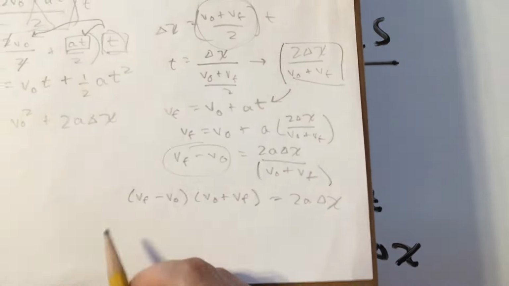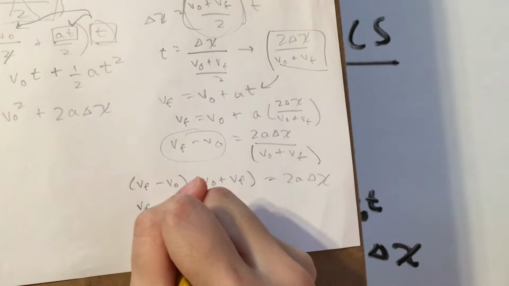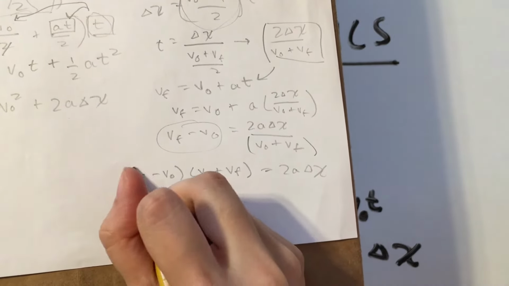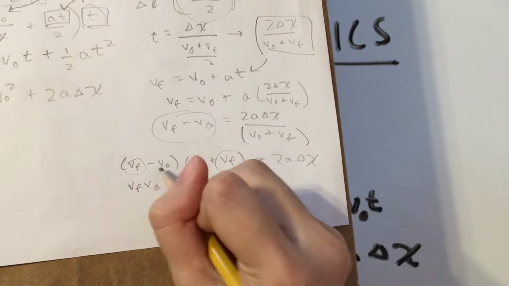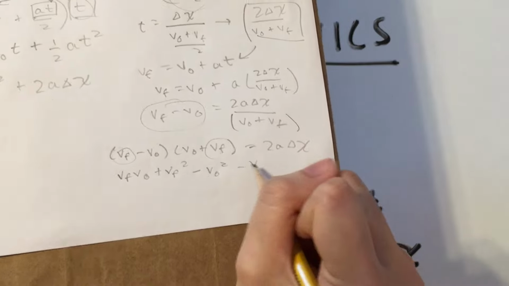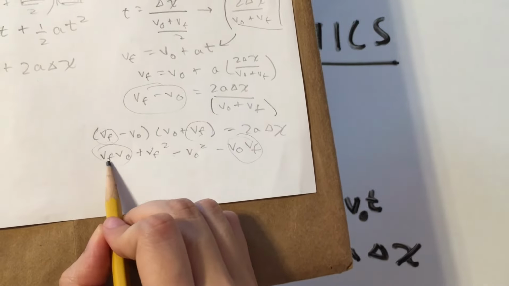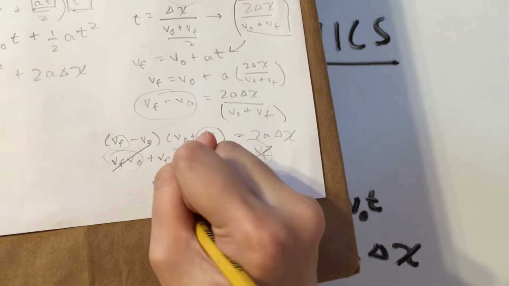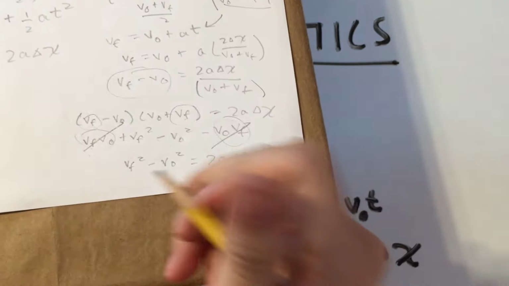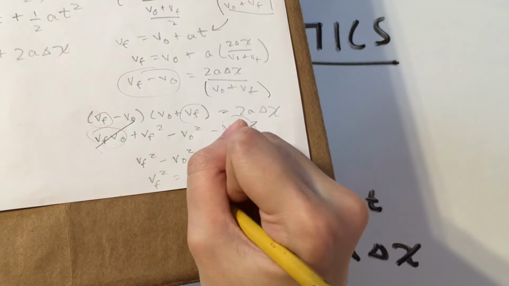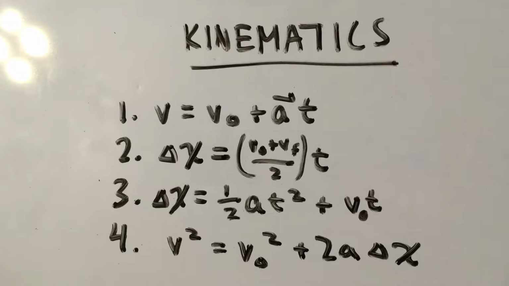Okay, now is almost the second to last part. Actually, it is the second to last part. So we have v sub f times v sub 0 plus v sub f times v sub f, which is v sub f squared, minus initial velocity squared from multiplying these two, and then minus v sub 0 v sub f. Okay, and this thing, v sub 0 times v sub f, is the same thing as v sub f times v sub 0, so they cancel each other out. So now we have final velocity squared minus initial velocity squared equals 2a delta x. And if we add initial velocity squared to both sides, we get final velocity squared equals initial velocity squared plus 2a delta x. Wow, that was a lot, but we finally got all of our kinematics equations.